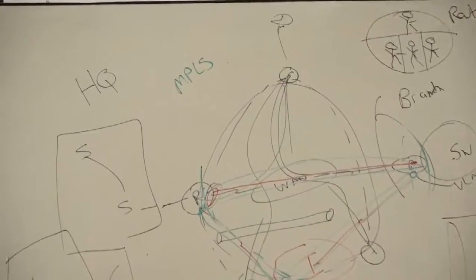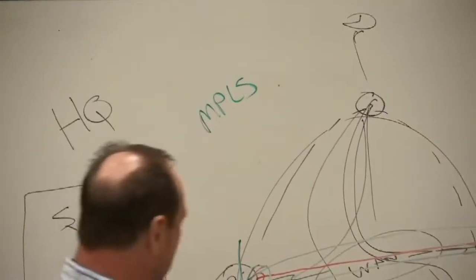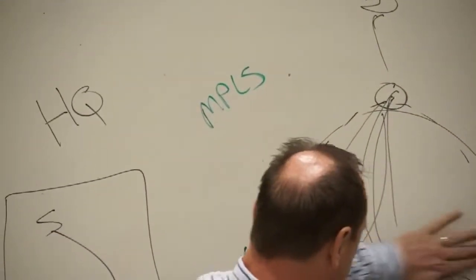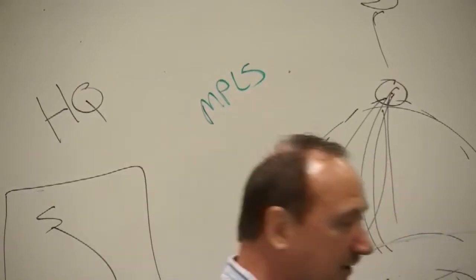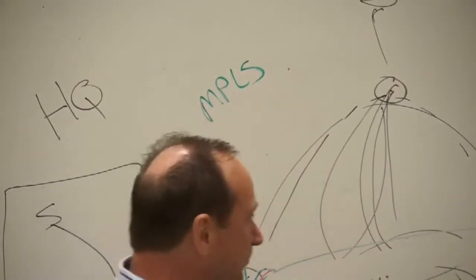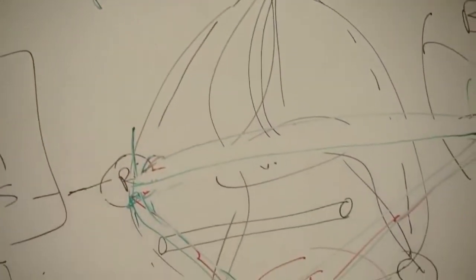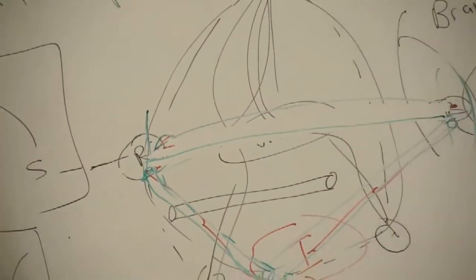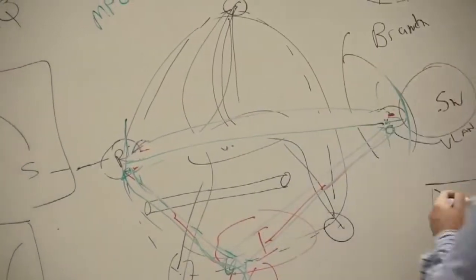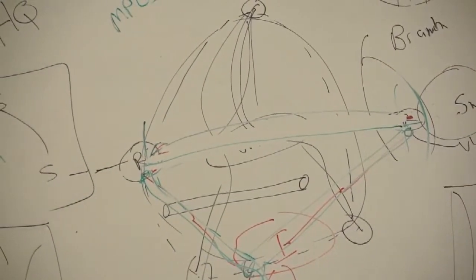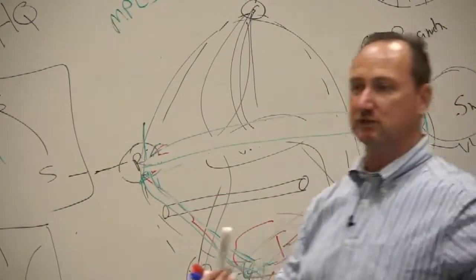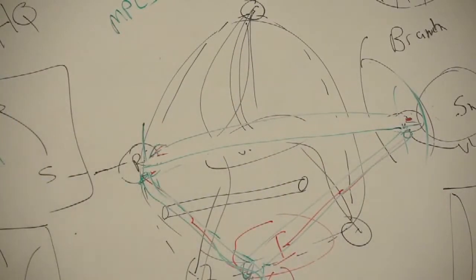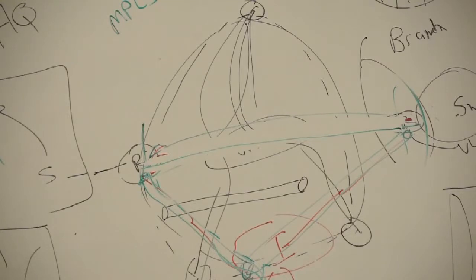MPLS is the ability for a service provider to give you one pipe between here and here, and you can then purchase bandwidth based on your requirements. So from this site to this site over here, what are 3 different types of information I want to push across that network? I'll give you the first one, data. Just regular data, right?